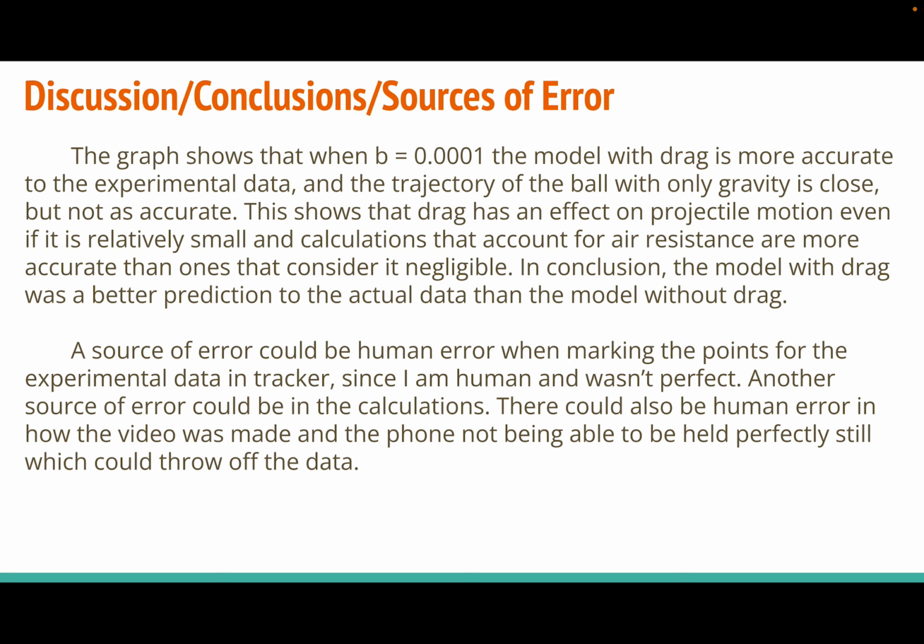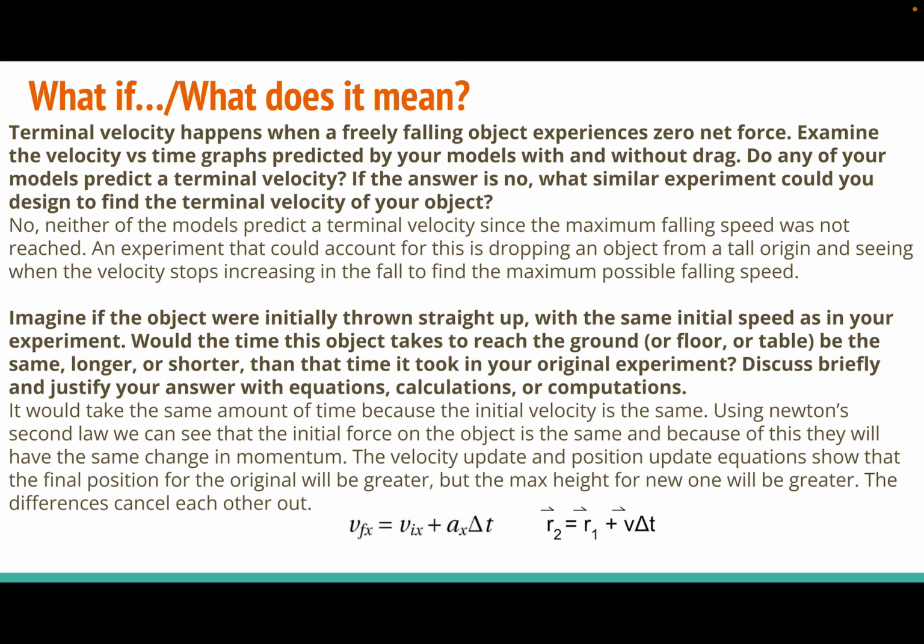A source of error could be human error when marking the points for the experimental data in Tracker, since I am human and wasn't perfect. Another source of error could be in the calculations. There could also be human error in how the video was made and the phone not being able to be held perfectly still, which could throw off the data.